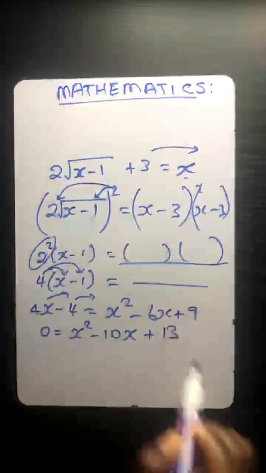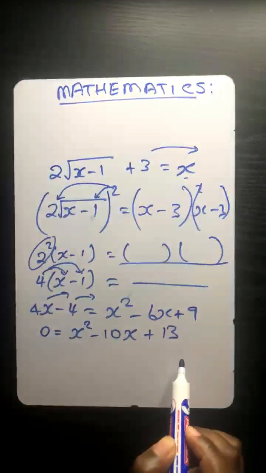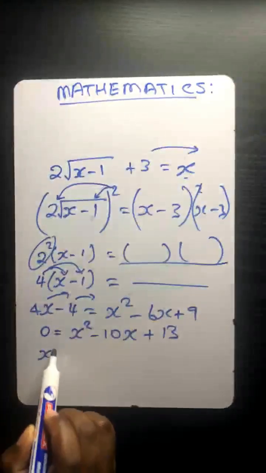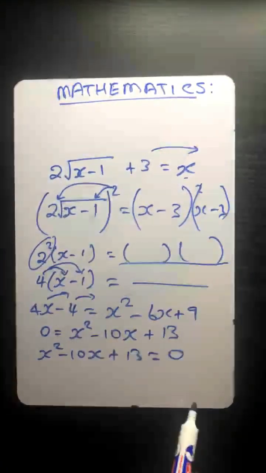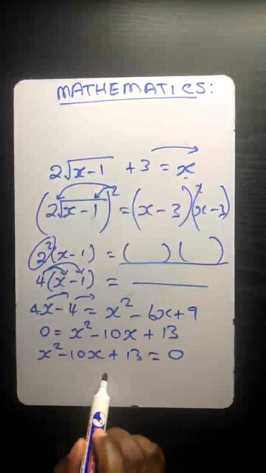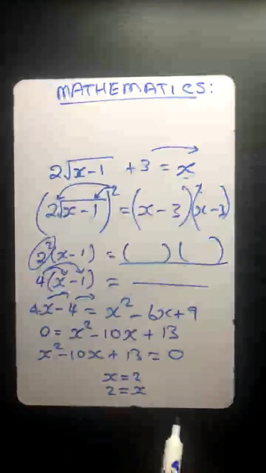Then it becomes 13. So the whole of this thing, honorable members, is the same as x squared minus 10x plus 13 equals 0. So it's more like we are saying x equals 2. This is the same as 2 equals x. You are just rewriting it nicely in that normal format so that you can easily say you factorize everything equals 0. So that's what I wanted to explain.